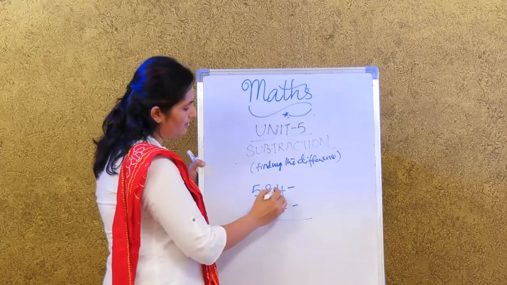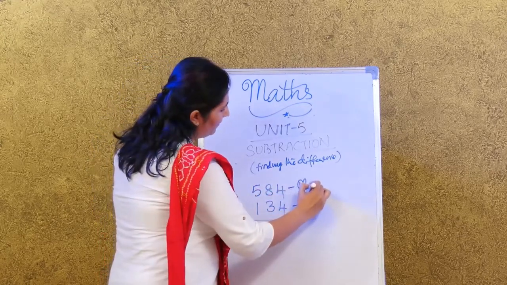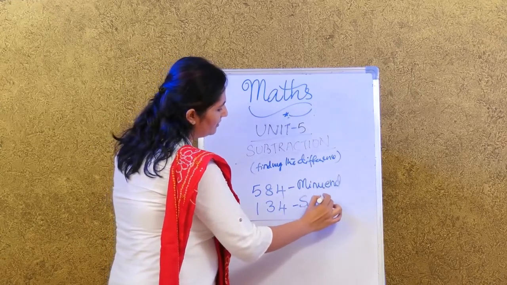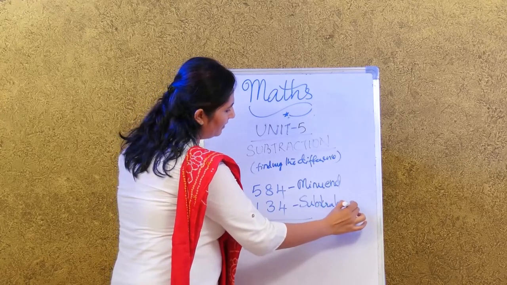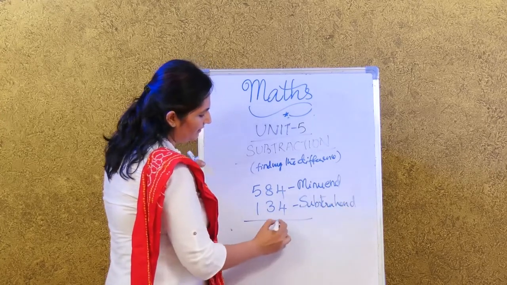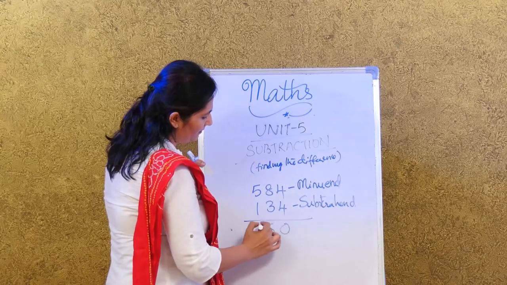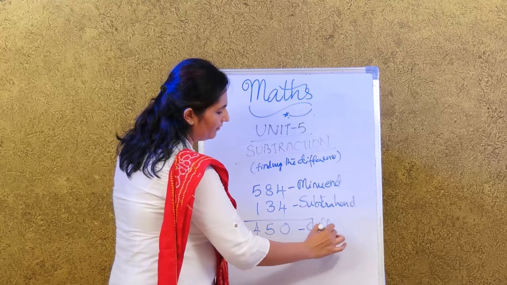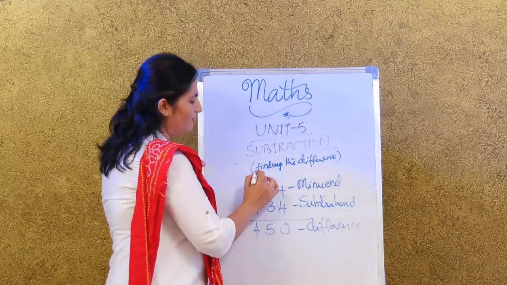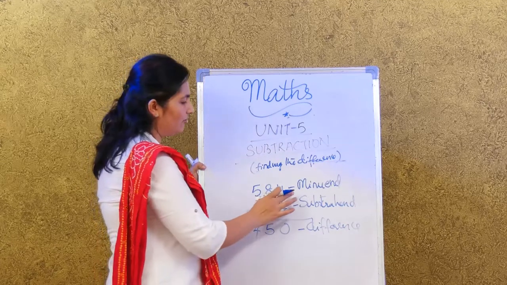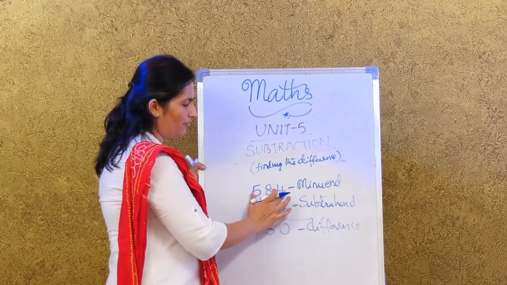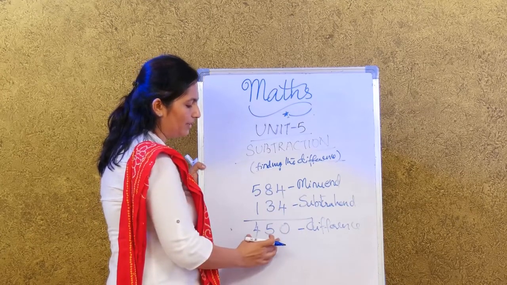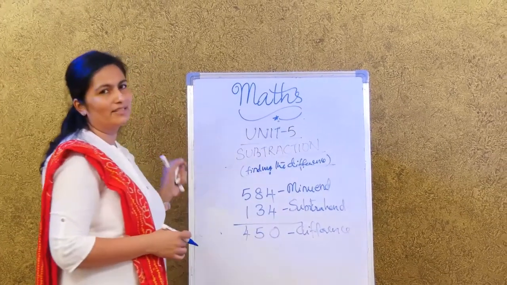The first number is called the minuend, and this is called the subtrahend, and the answer that we get is called the difference. Now, did you understand finding the difference? Yes. So the first number on the top will be the minuend and the second one is the subtrahend, and when we subtract both you get the answer, and that is called the difference.